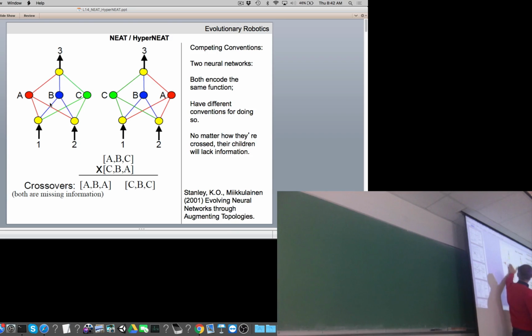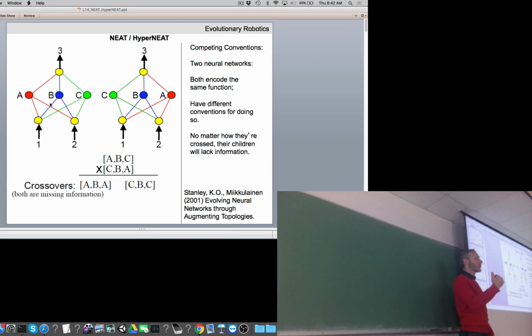If we cut through here, for example, instead, how does that do? Same problem, right? There is no good way to cut through these two networks to bring together what we really want, which is A and B from here and C from here. The reason why is because these two networks have competing conventions, right?